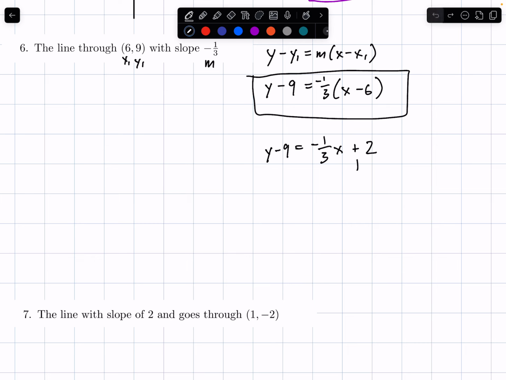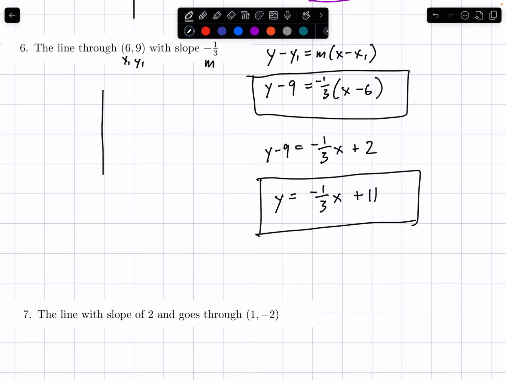Add 9 to both sides. So I'm not going to show that, I'm just going to do it. So y is equal to -1/3 x plus 2 plus 9 is 11. So here's the slope-intercept form. Okay, now to graph. Since we did slope-intercept form, let's just use that to graph.